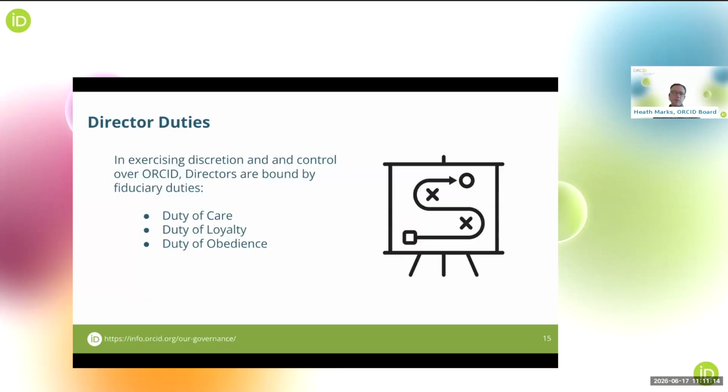So let's move on to directors' duties. I think it's pretty important that we understand that directors have a number of key duties as part of a board. And you'll see these are pretty common for anyone that's had experience of being on a board before. Directors, importantly, are bound by what they call fiduciary duties. There are three of them. The first one is a duty of care. The next one is a duty of loyalty. And the third one is a duty of obedience. So let's go through them a little bit further.